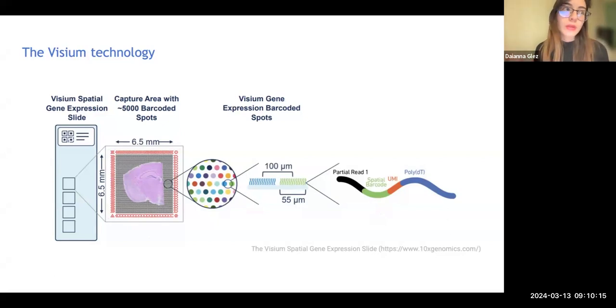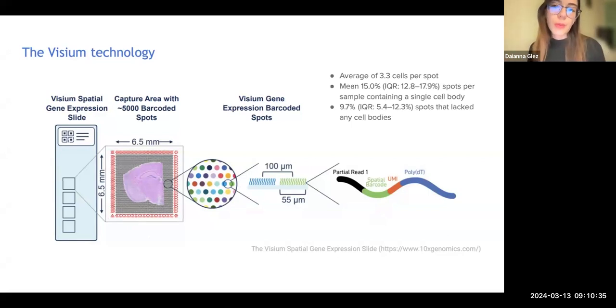In that way, we can trace the original location in which that RNA was existing. We cannot really say this is a single-cell technology, because in some cases the spots capture more than one cell, or even some of them are empty. For instance, in this study, there was an average of 3.3 cells per spot. 50% of them contain a single cell body, and around 10% of them lacked any cell bodies; they were empty.